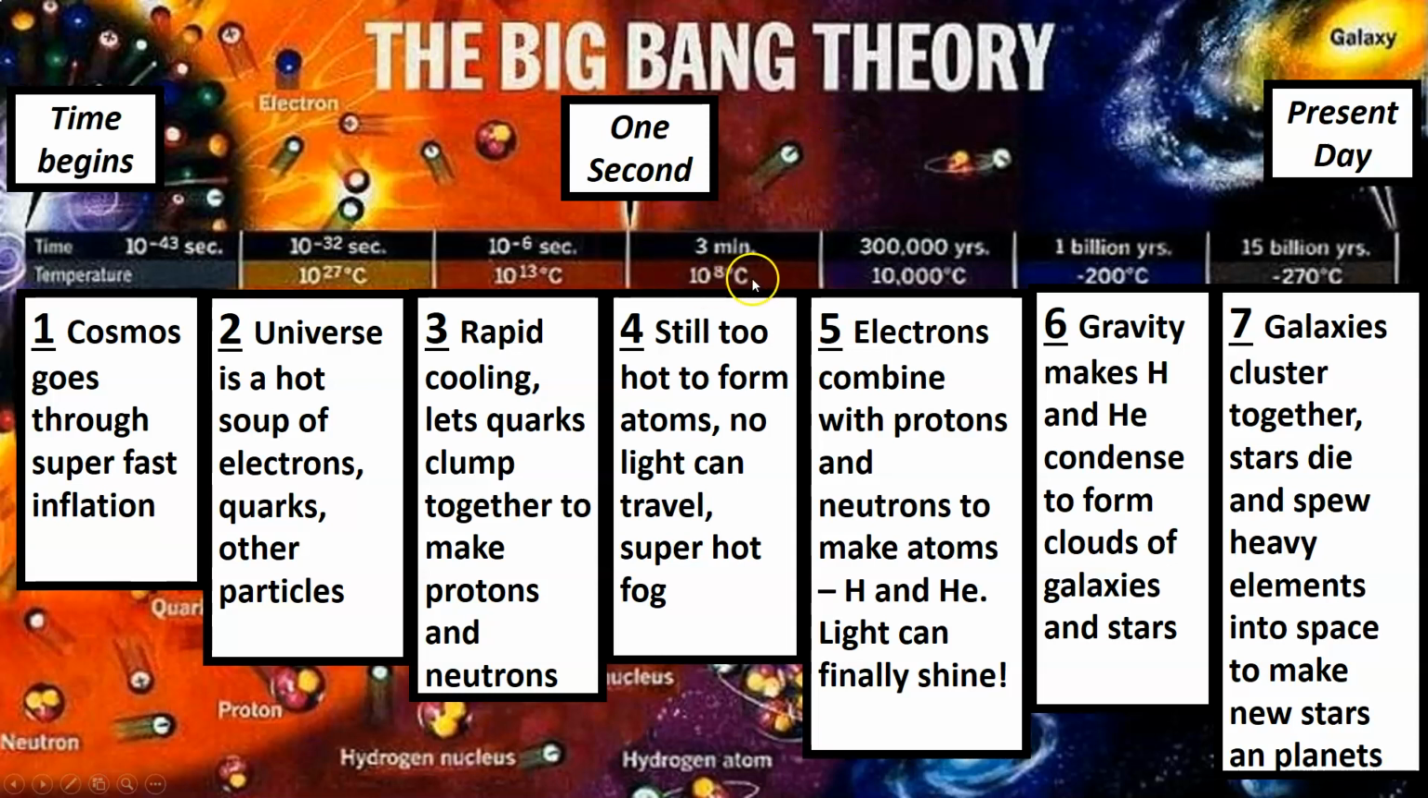Eventually, after a lot longer, the electrons start to combine with the protons and the neutrons, and that's when we get our first atoms. We finally, after all that time, get hydrogen and helium. And it's now cool enough and things are going slow enough that we can finally have light shining through. Then we're now at 1 billion years afterwards. This is not to scale.